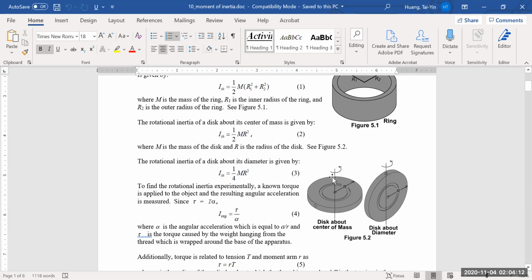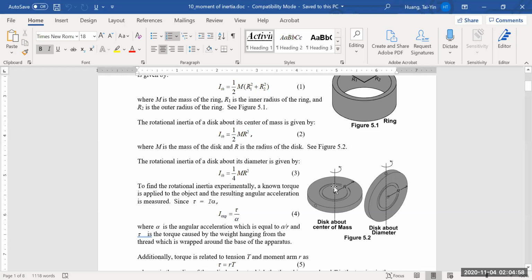Another scenario is that you have a disk with mass m, rotating about the center of mass in this configuration. Then the theoretical value of rotational inertia is 1/2 m r squared, and r, of course, is the radius of the disk. However, if you use the same disk but it is rotating about the diameter, like the configuration on the right, then the rotational inertia is 1/4 m r squared. So even with the same mass and the same disk, if it's rotating about a different axis, the rotational inertia will be different.